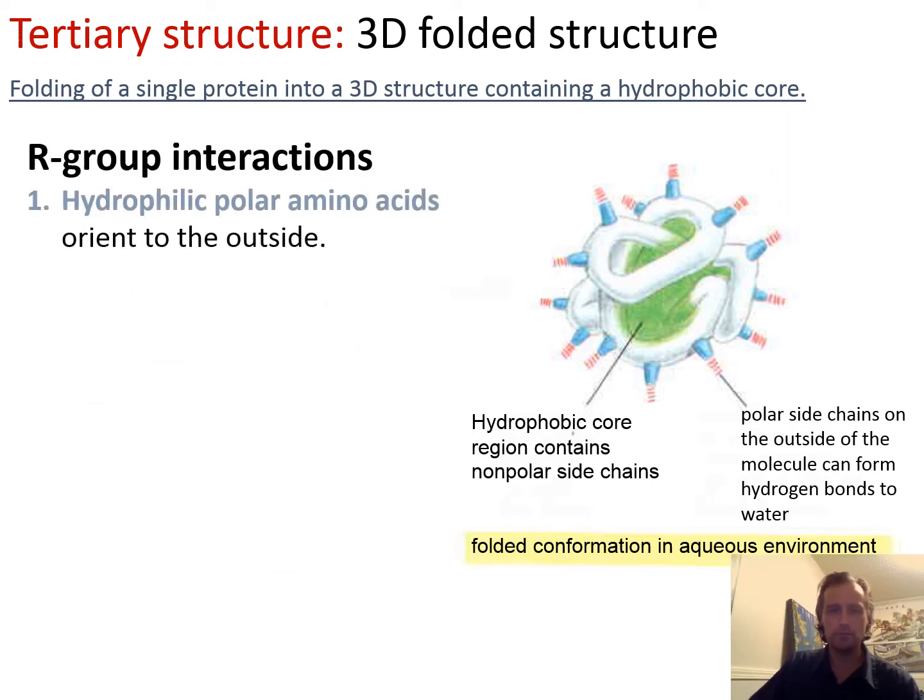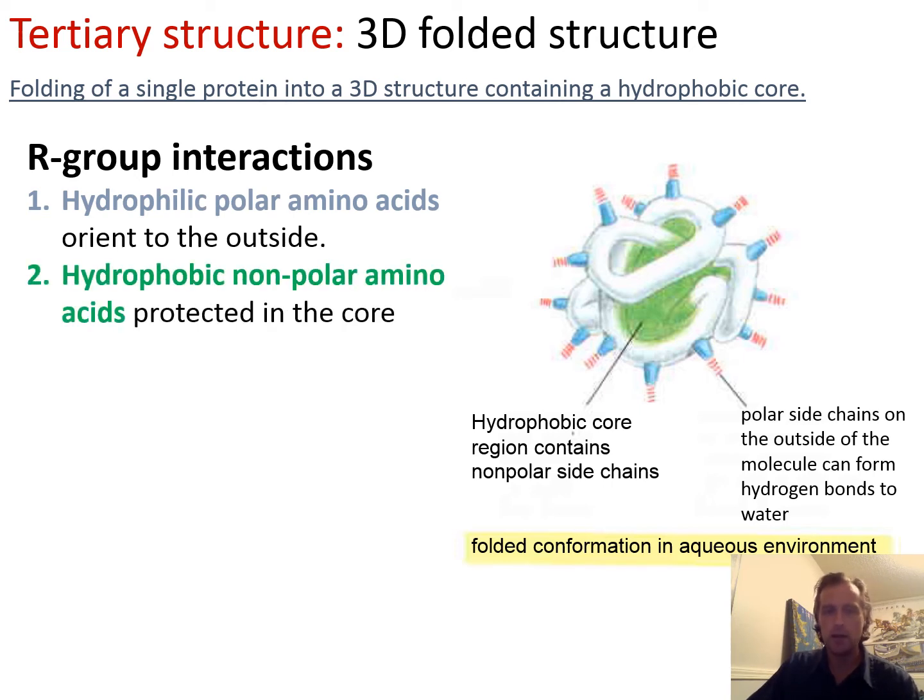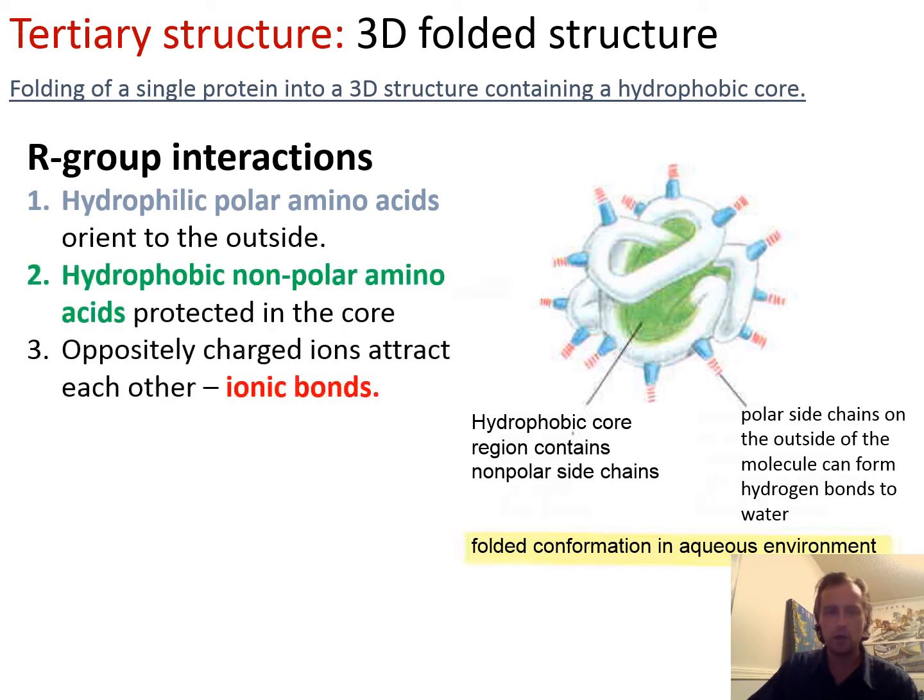R group interactions. Hydrophilic polar amino acids orient outwards. I mentioned that. Hydrophobic orient inwards into the core. And oppositely charged ions can attract each other and form ionic bonds. For example, I'm going to just add a detail here.